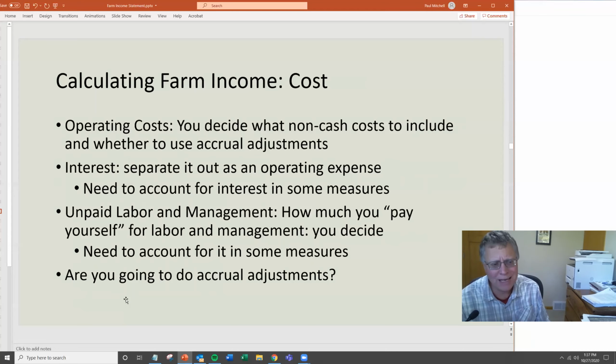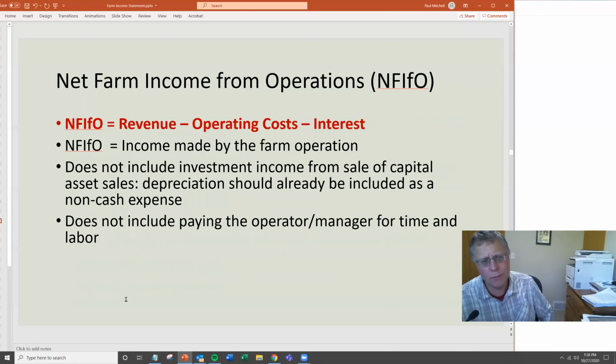It's how much you're going to pay yourself. You're going to decide. You need to account for it in some of these measures, and you want to think about it as: do I pay myself for my labor and management, or do I roll it all into labor, management, and investment as an investor? You'll have to answer that for yourself. Are you going to do accrual adjustments? You decide. So let's go through these formulas quickly here.